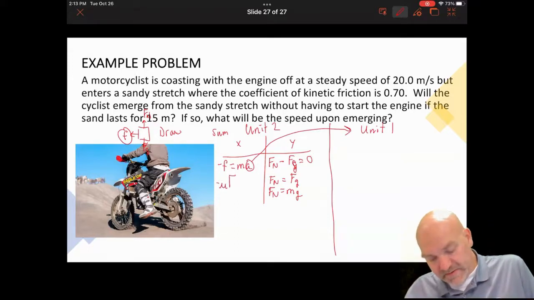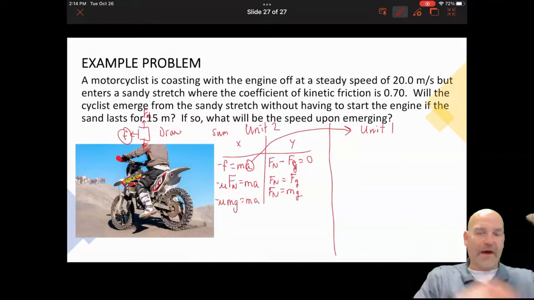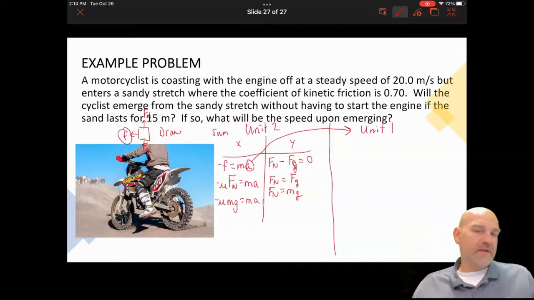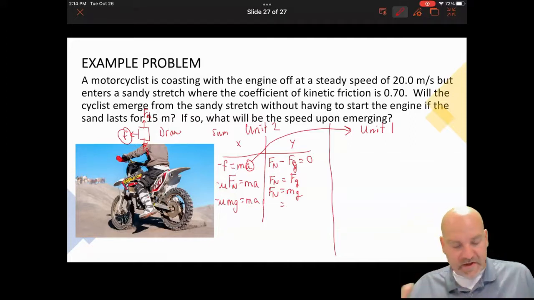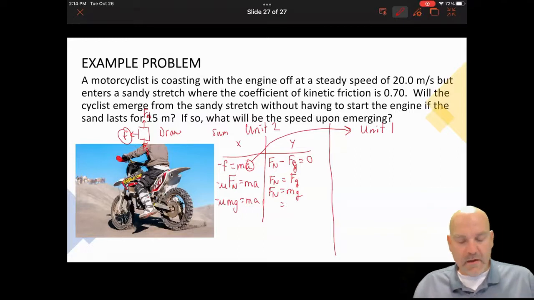And so I'm going to have negative mu times Fn, which is equal to m times a. But we found Fn to be mu g, and I would recommend doing all of your algebra and solving, because then maybe the equation becomes easier. Yeah, we can plug in our numbers here and talk about this and that.